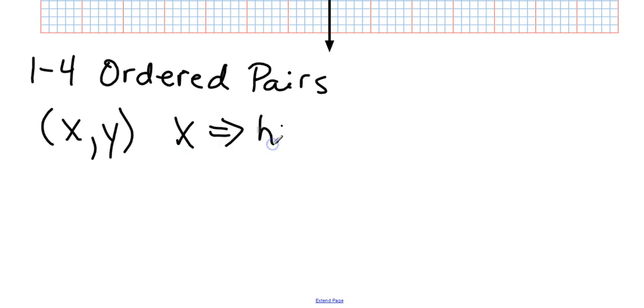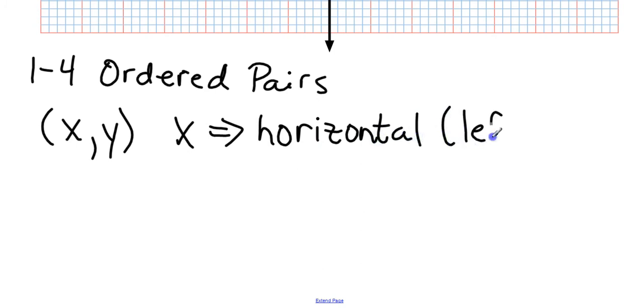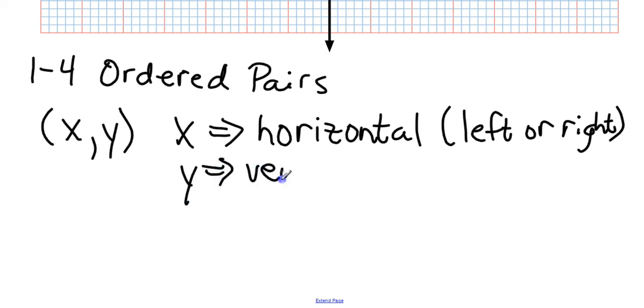X goes with the horizontal axis. So that's going to be left or right. And then that leaves me with y being my vertical axis. And that's going to be up or down.